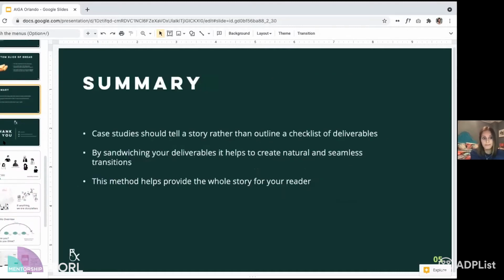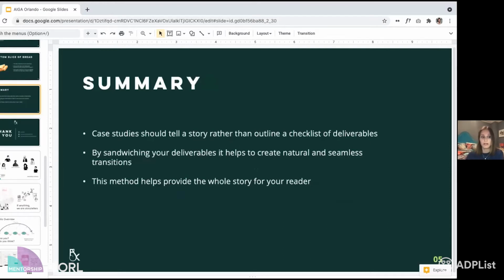So in summary, it's really important to tell a story rather than a checklist through your deliverables, and doing this through what I like to call the sandwich method. By sandwiching your deliverables, you're creating a more natural, seamless flow between the transitions of step 1 to step 2, because the last slice of bread will usually lead into that first slice of bread of the next step.